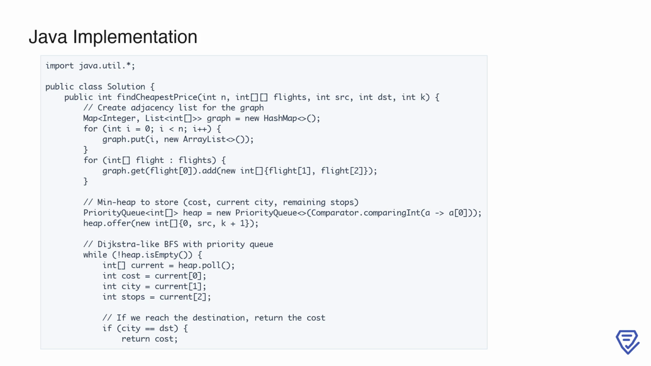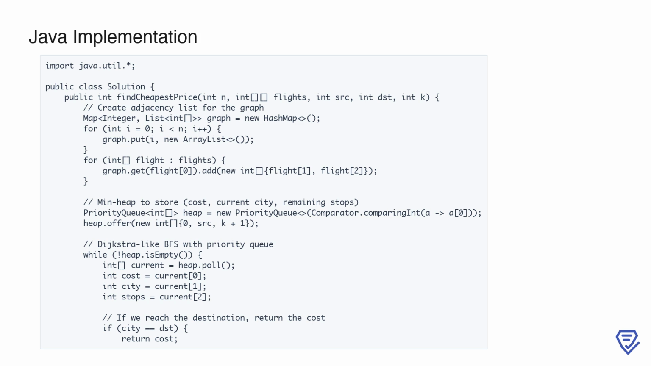Next, we initialize a priority queue, which will act as a min-heap. Each entry in the heap is an array that represents the current cost, the current city, and the remaining number of stops. The heap is sorted based on the cost to ensure that we always process the cheapest path first. We then add the starting city to the heap with an initial cost of 0 and the total allowable stops, which is k+1 because the source city itself is not counted as a stop.